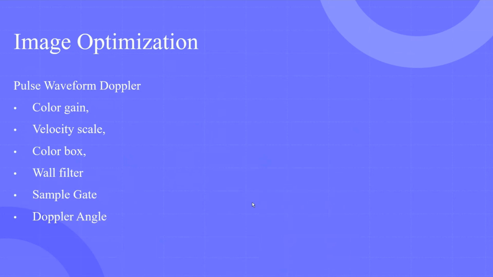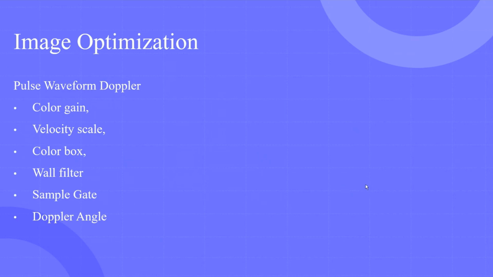Next will be pulsed waveform Doppler optimization. Similarly, we need to adjust the color gain, velocity scale, color box, and wall filter for the pulsed waveform Doppler. For the sample gate, adjust it to a proper size for the vessel. A smaller gate provides a clear signal for precise measurement, while a slightly wider gate may be needed when searching for a weak flow or for uncooperative patients.